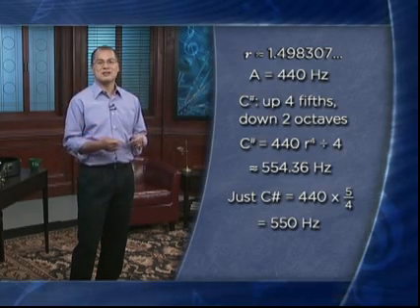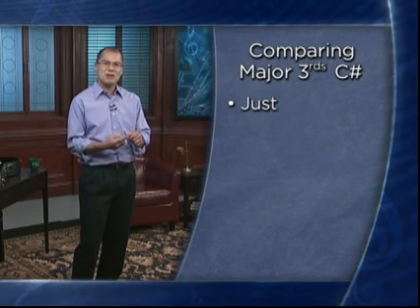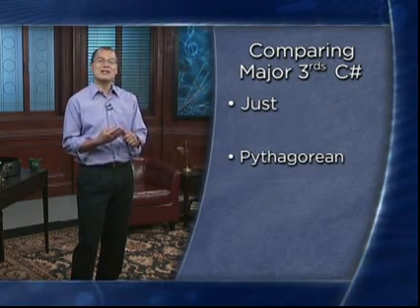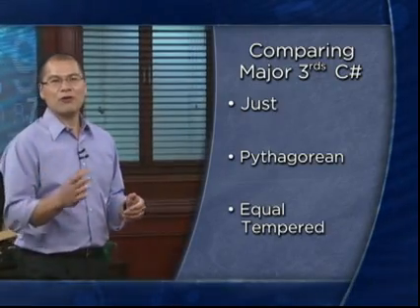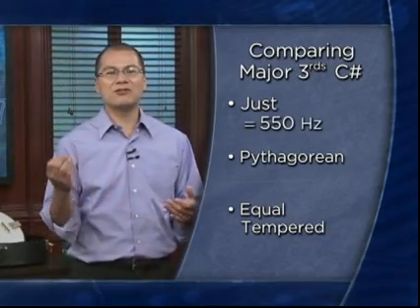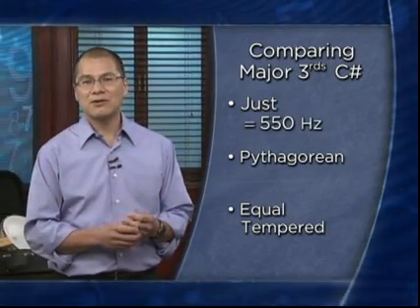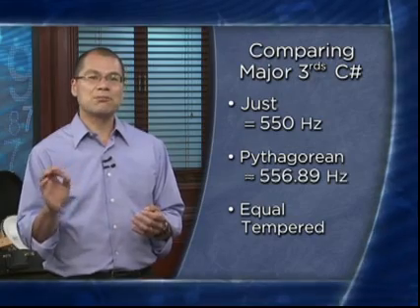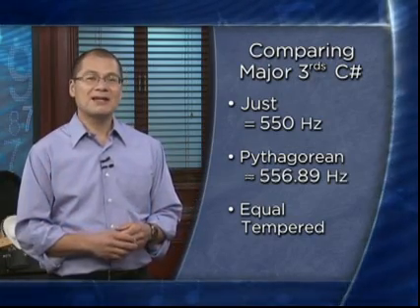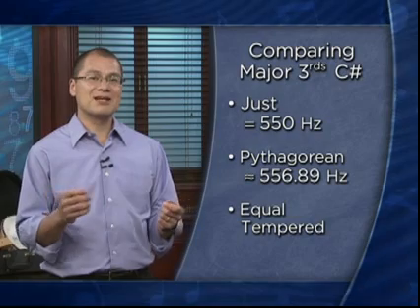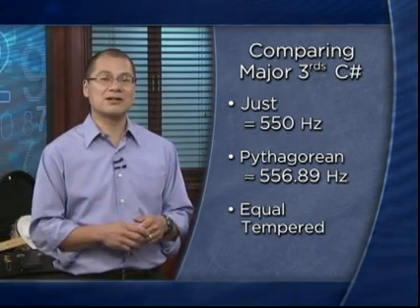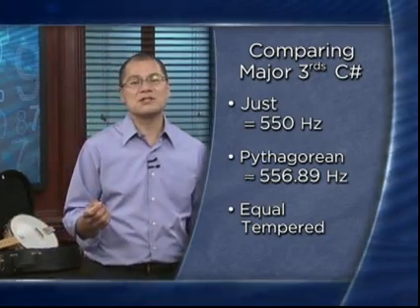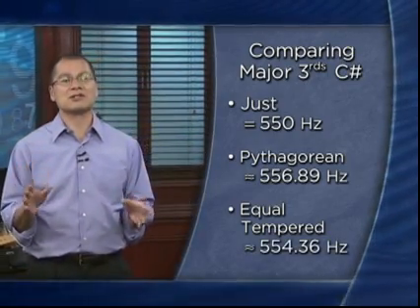Now remember that a just C sharp was at 5/4 of the fundamental, and that gives us a 550 Hertz note. So let's compare the 3 different C sharps that we have. We have a just C sharp, we have a Pythagorean C sharp, and we have an equal tempered C sharp. How different are they? With the A at 440, the just C sharp was 550 Hertz exactly. The Pythagorean C sharp was 556.89, roughly. And when you talk about Pythagorean scales, you talk about the impossibly high major thirds. And this is a very sharp note to the ear. And the equal tempered C sharp is going to be at 554.36 Hertz, about.